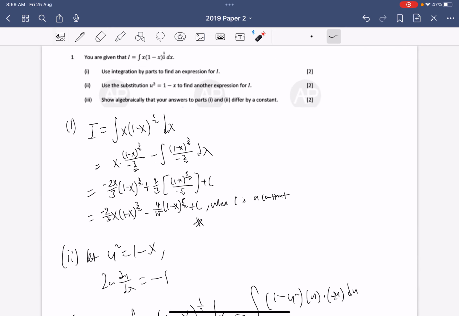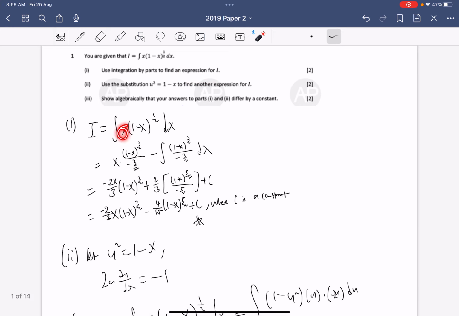So let's begin. For question 1, we are now given that I equals the integral of x(1 - x)^(1/2) dx, and we're supposed to use integration by parts to solve for I. So you keep x and then you integrate this portion, which is just (1 - x)^(3/2) over -3/2. Then you minus the integral times the differentiate.